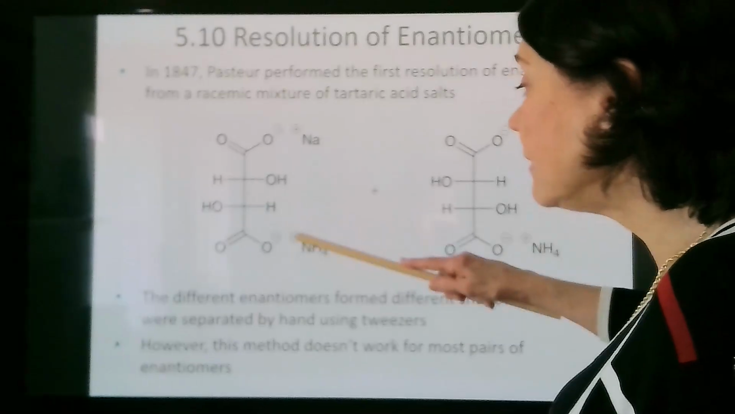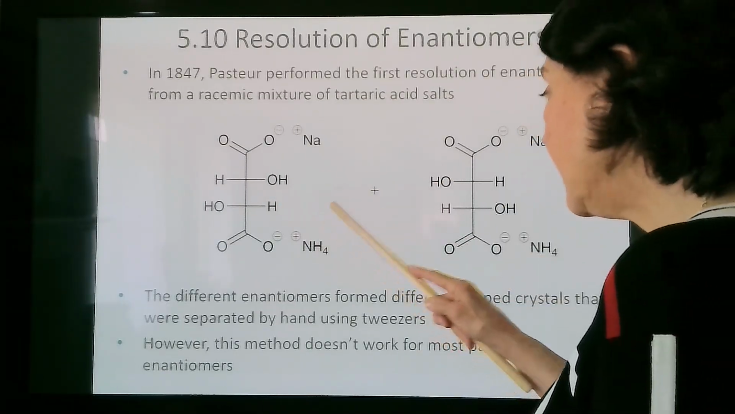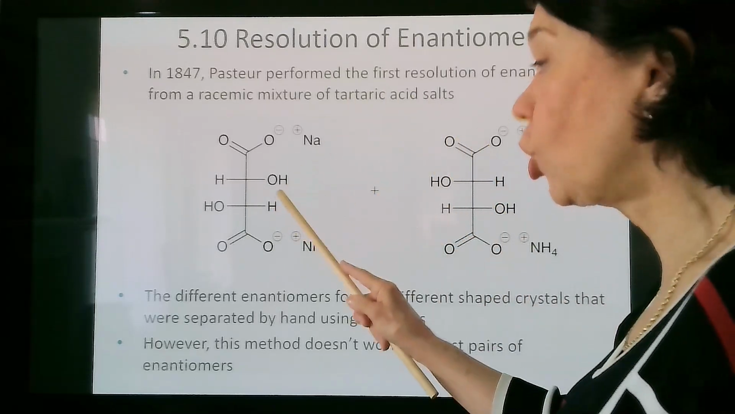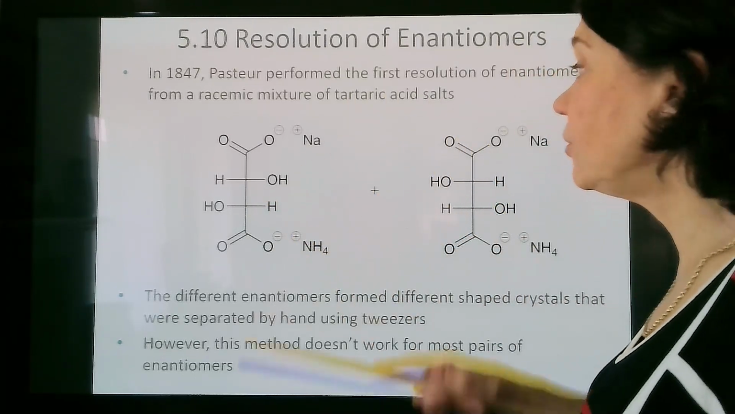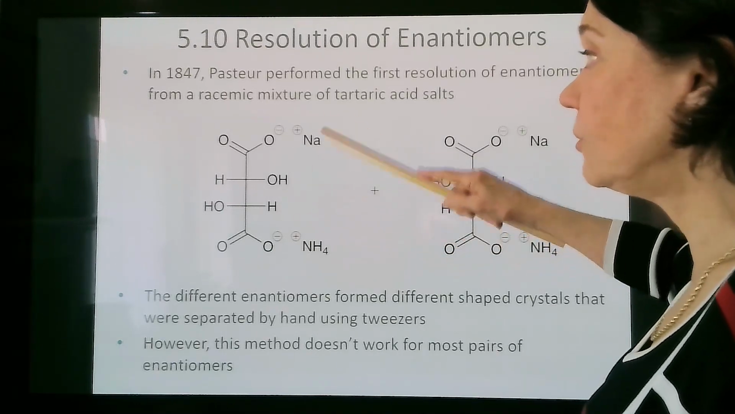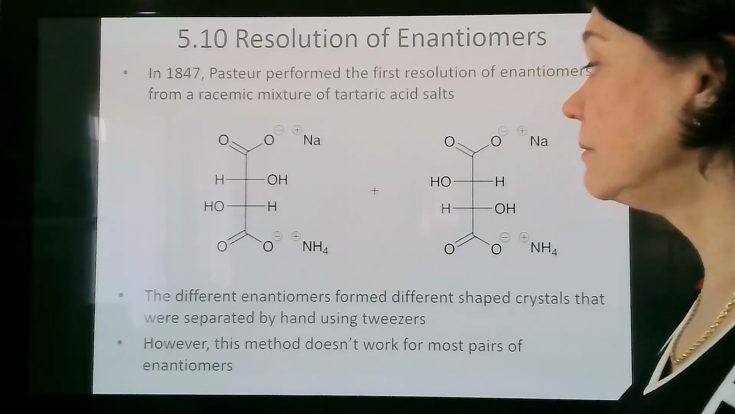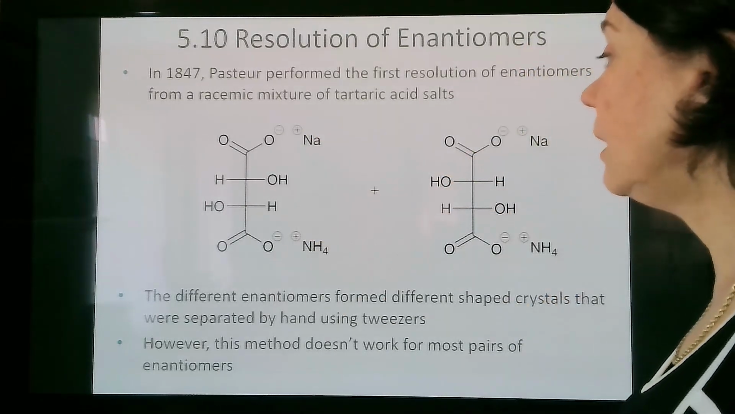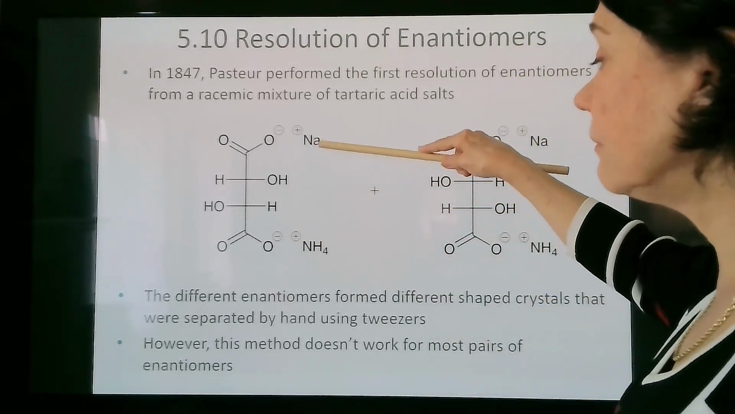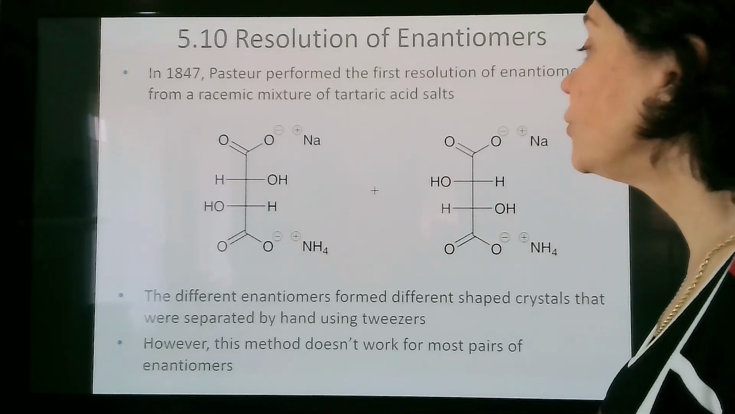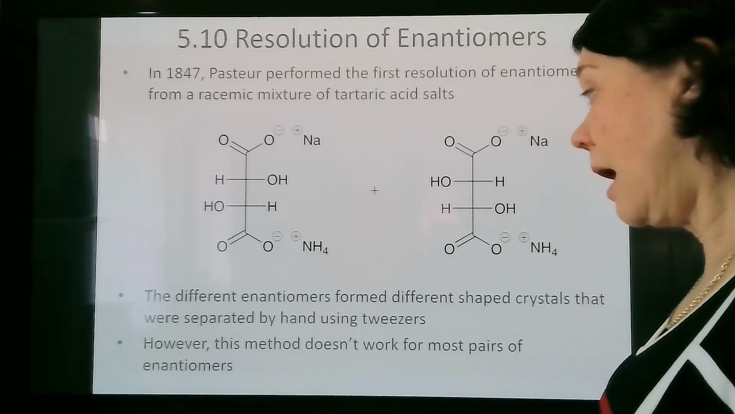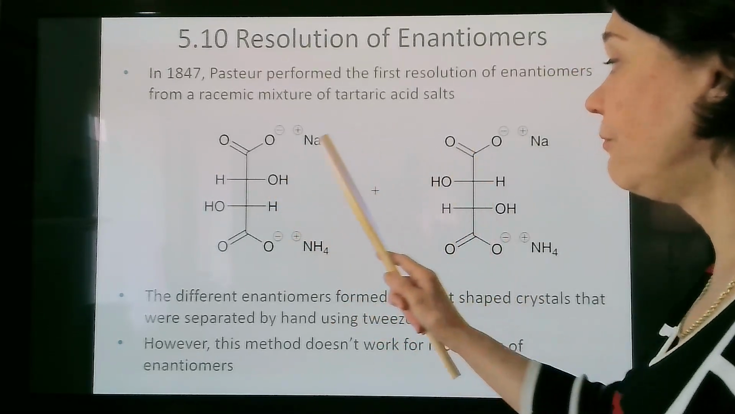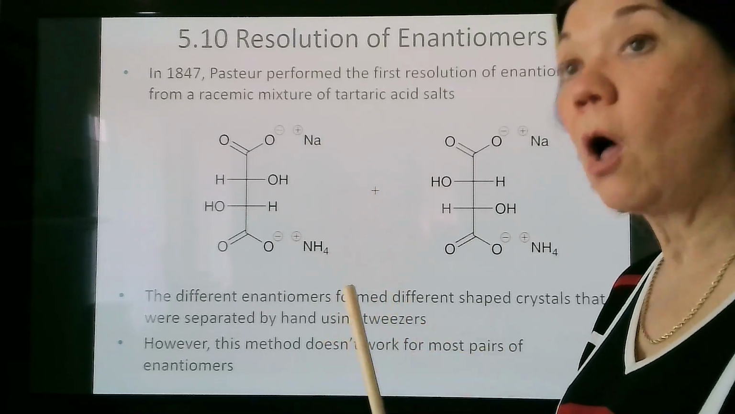So he made this compound, and this compound existed as crystals, enantiomeric crystals. And notice it's a salt. It's a disalt, actually. It's a dianion, the salt of sodium and ammonium cations. And so he had both of these in the salt.